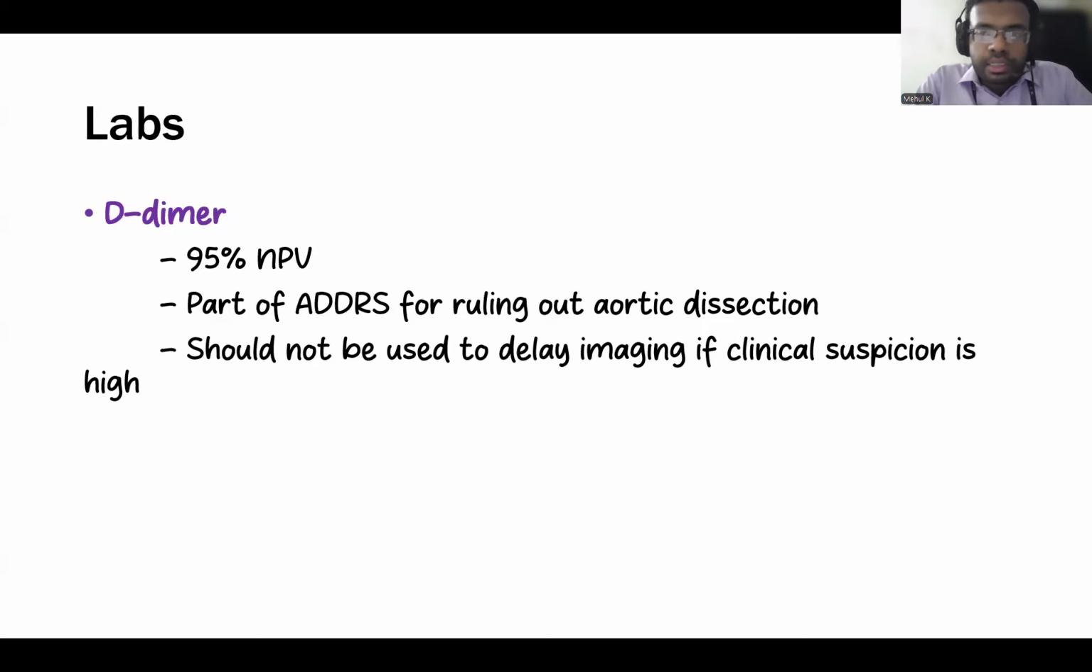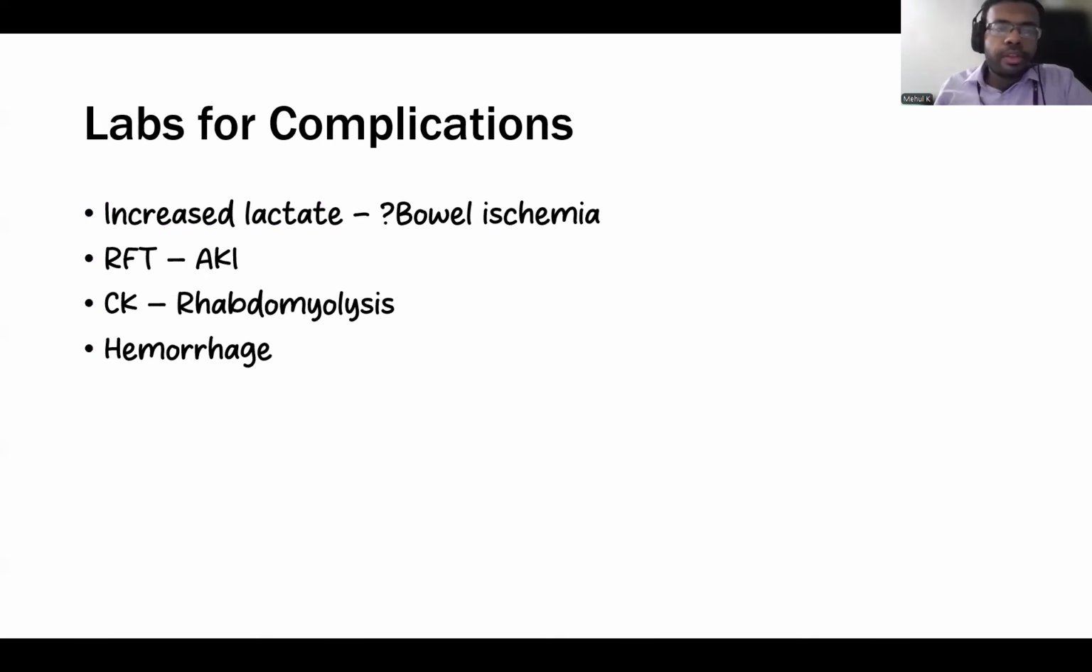If the clinical suspicion is actually high, the D-dimer might be falsely negative, and then you might miss a huge diagnosis. So if the clinical suspicion is high, then you will obviously go for CT angio. No, you will not go for D-dimer.